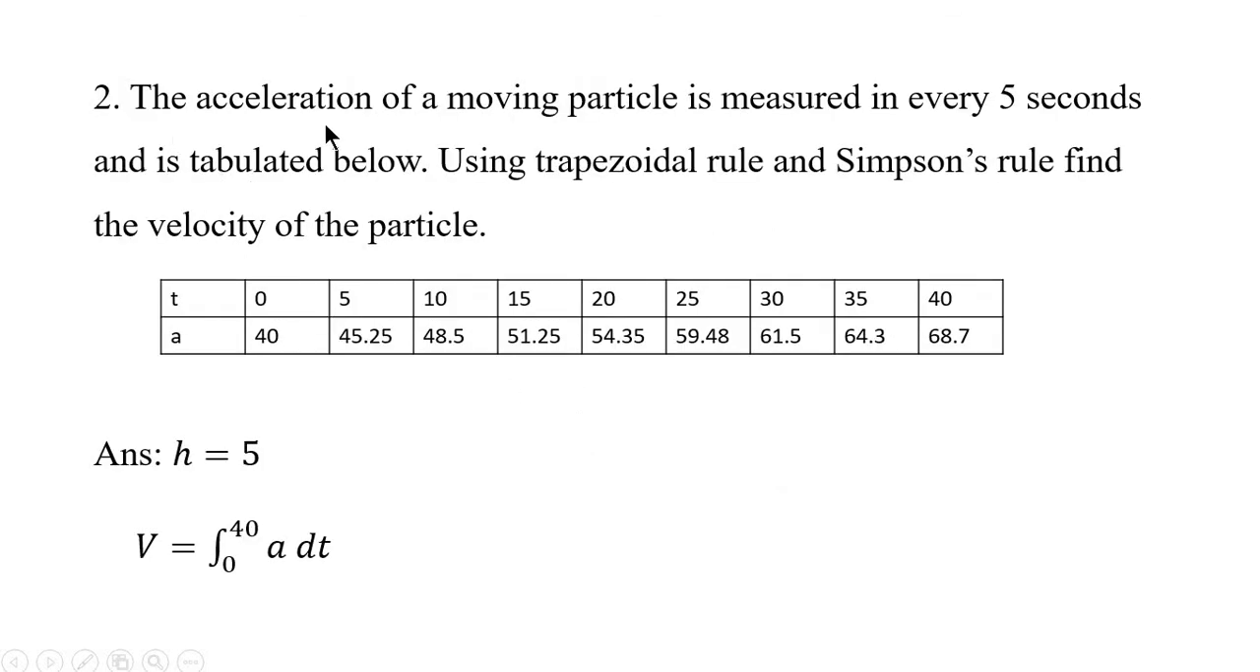Next problem is based on acceleration. The acceleration is tabulated below. Using the trapezoidal rule and Simpson's rule, find the velocity. And you know the formula for velocity, we have to integrate acceleration. Our table starts from 0 to 40, therefore integrate from 0 to 40. Our step size is 5: 0, 5, 10, 15, 20, 25, 30, 35, 40. Therefore h is equal to 5. And name these values as y0, y1, y2, y3, y4, y5, y6, y7 and y8.